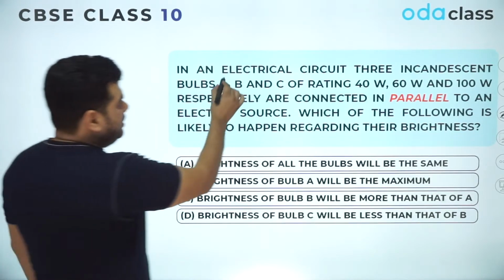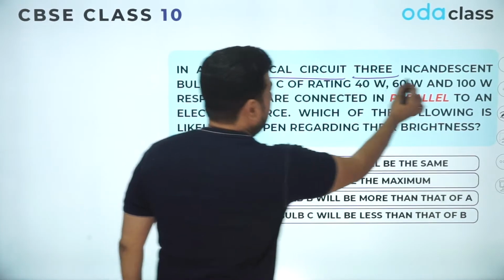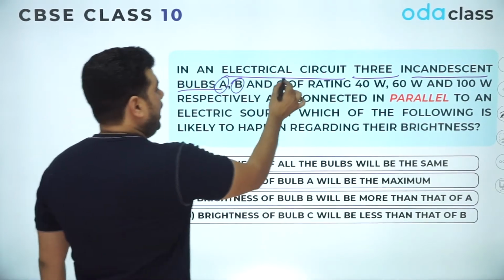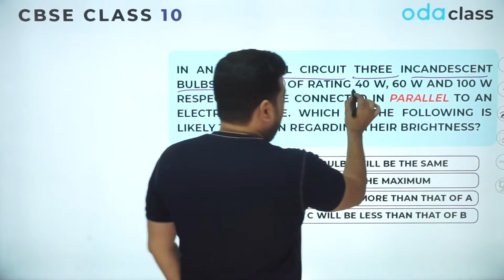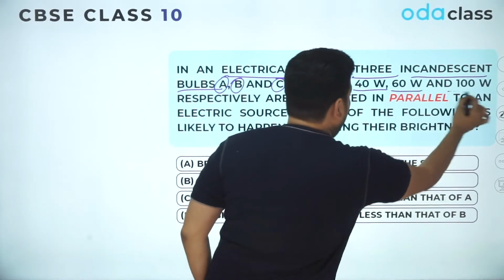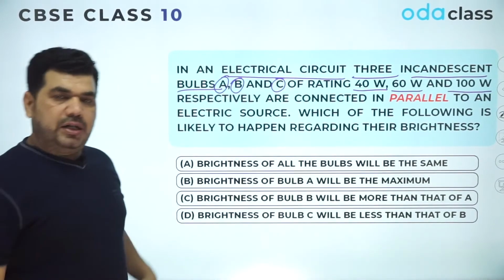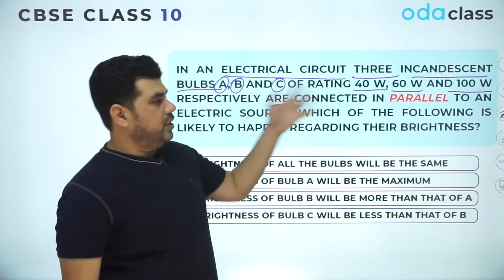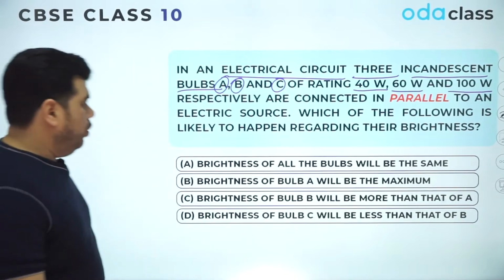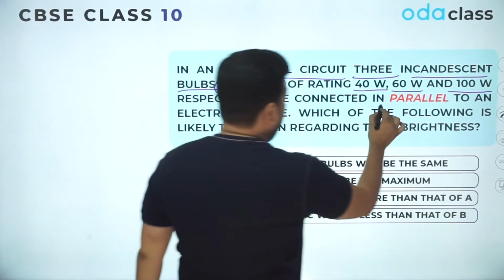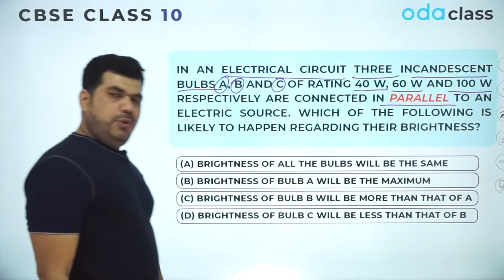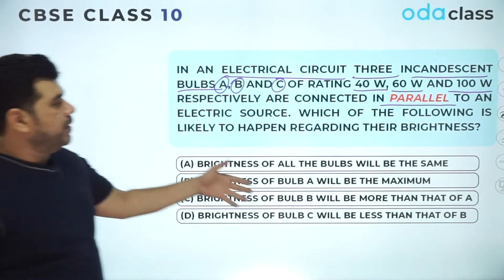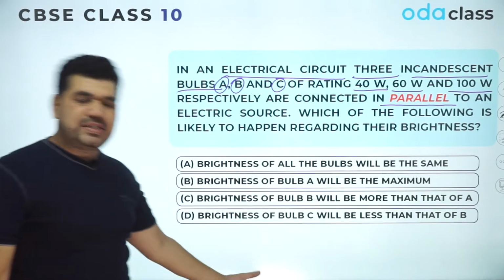The question that you can see on your screen is: In an electric circuit, 3 bulbs A, B and C of rating 40, 60 and 100 watt. So there are 3 bulbs having different wattage, given in the question itself. They are connected in parallel to an electric circuit. Which of the following is likely to happen, meaning which of the following is correct.